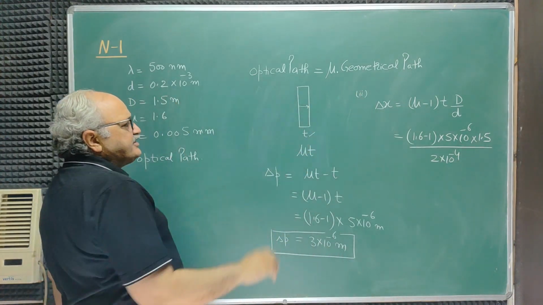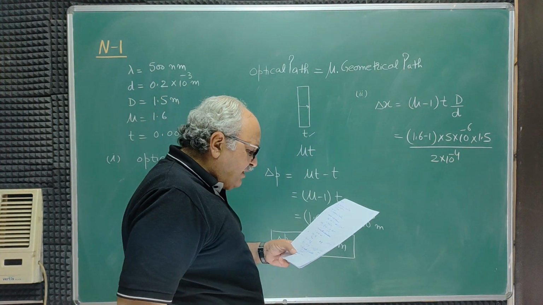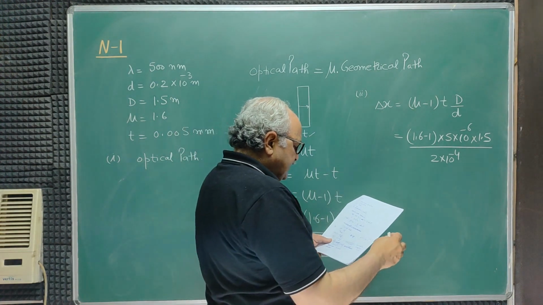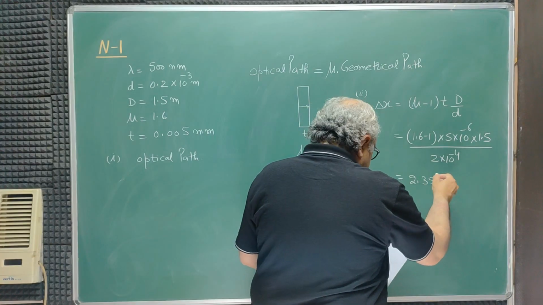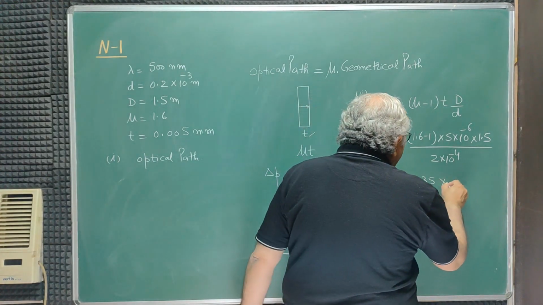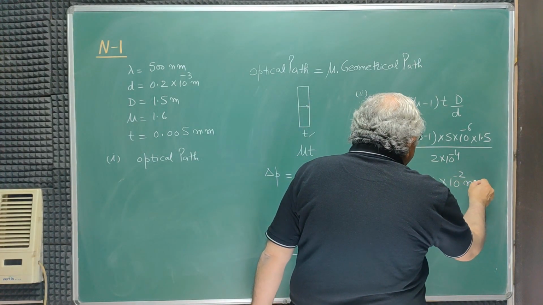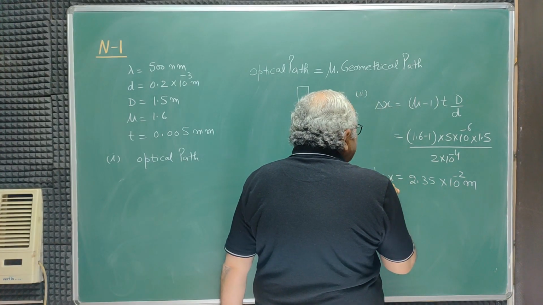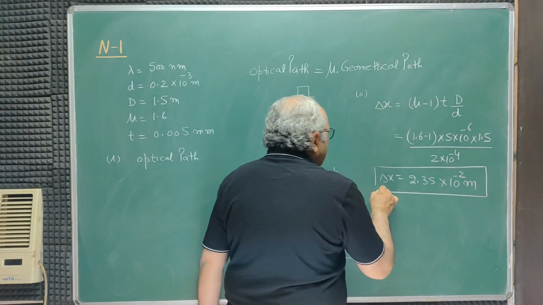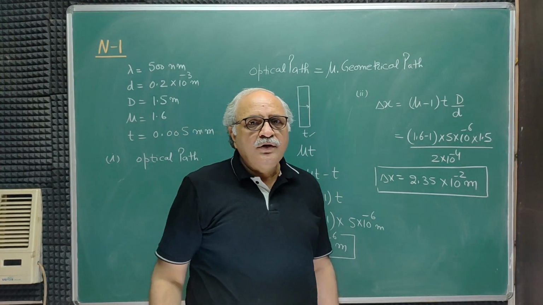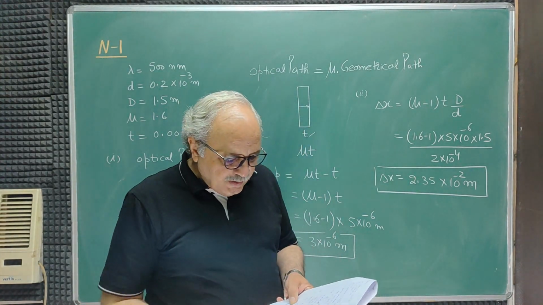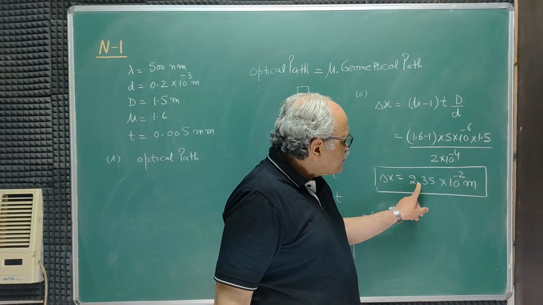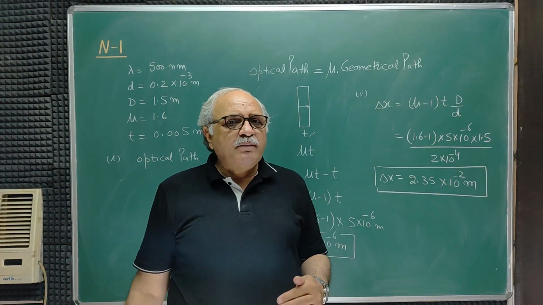0.2 I have just taken as 0.4. Now if you simplify it and calculate this, this will come out to be 2.35 into 10 to the power minus 2 meter. That means our central maxima will shift towards the side of the slit where we have kept this transparent sheet by a distance equal to 2.35 into 10 to the power minus 2 meter.